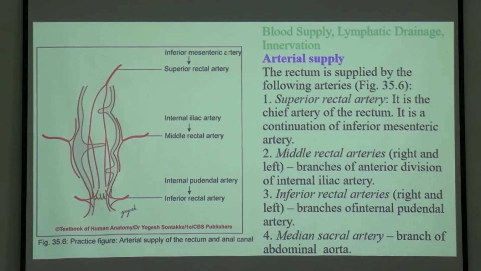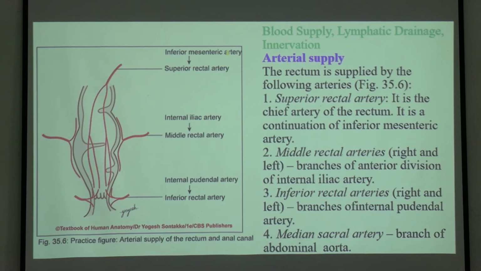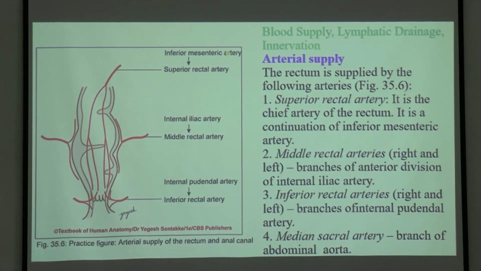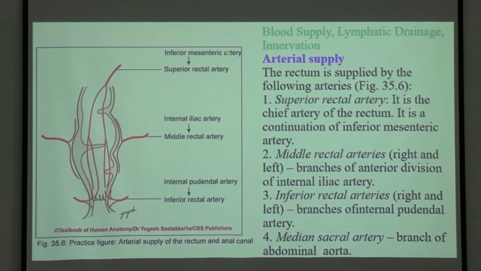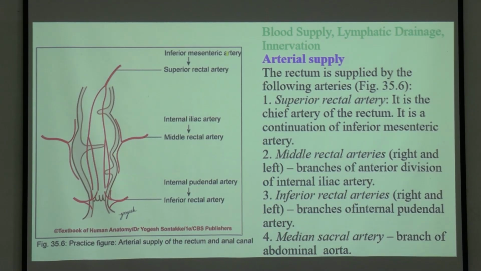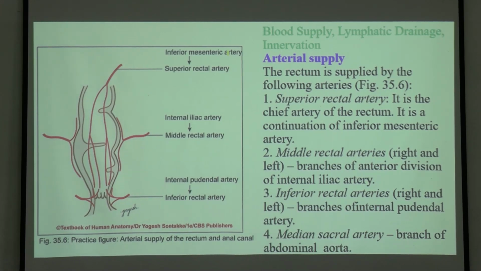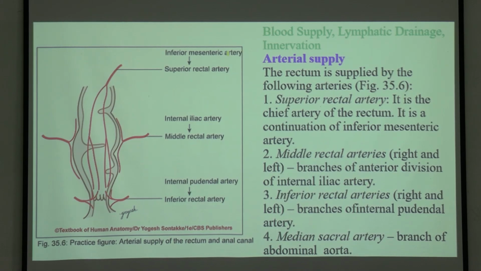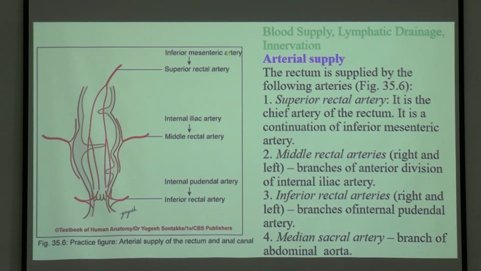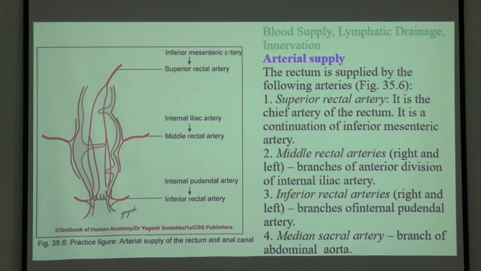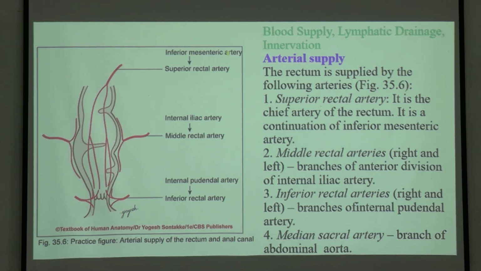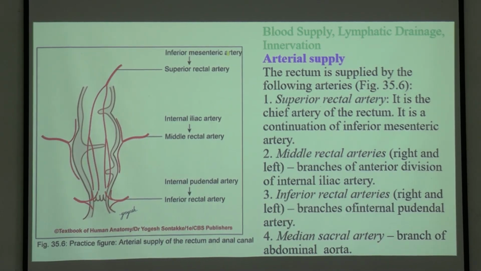Middle rectal artery is a branch from the anterior division of the internal iliac, and the inferior rectal artery is also from the anterior division of the internal iliac, but not directly, it is coming from the internal pudendal artery. So the rectum and anal canal are being supplied by all these arteries.